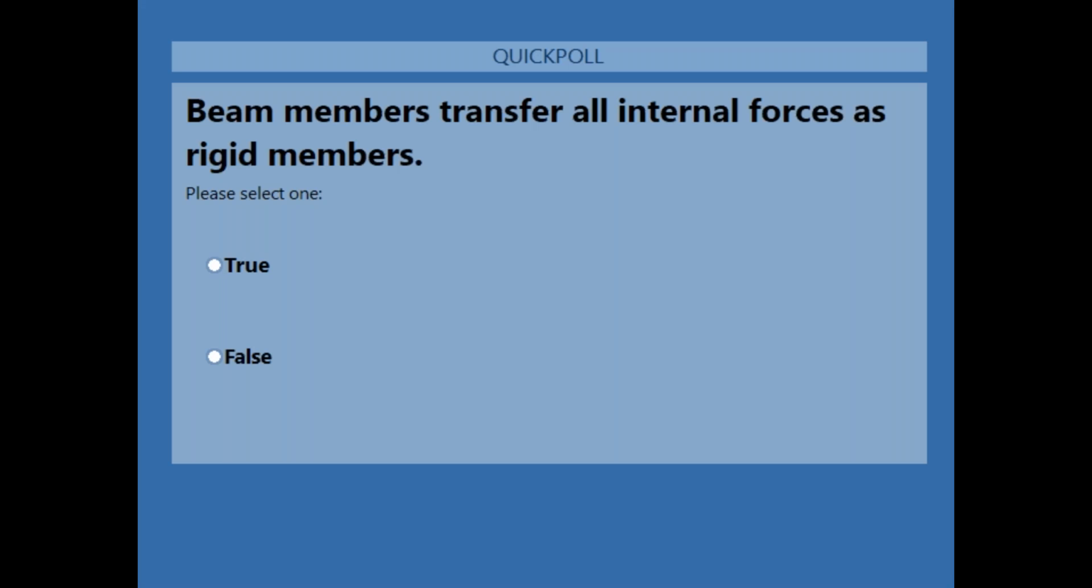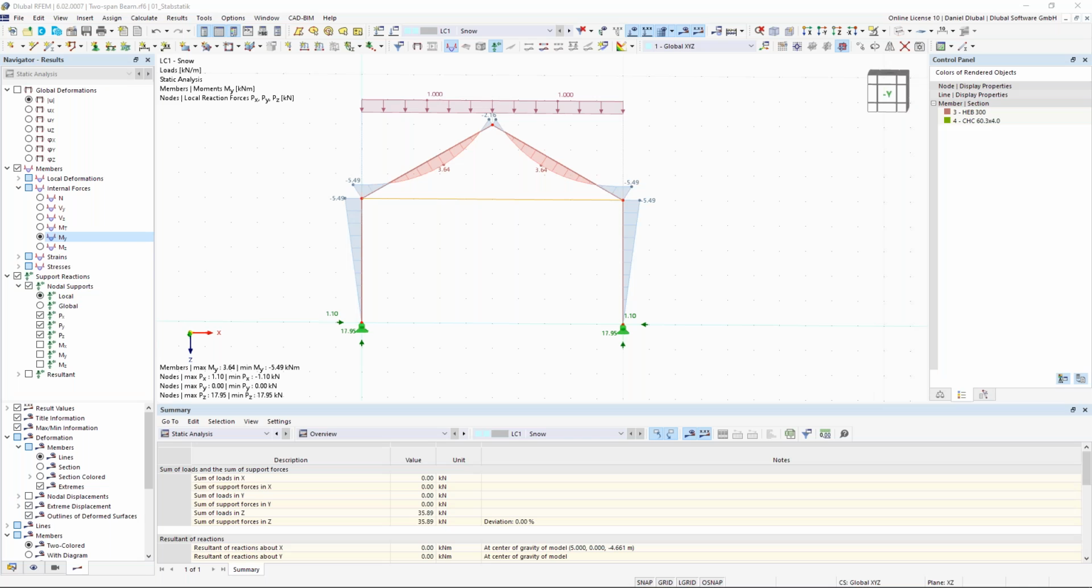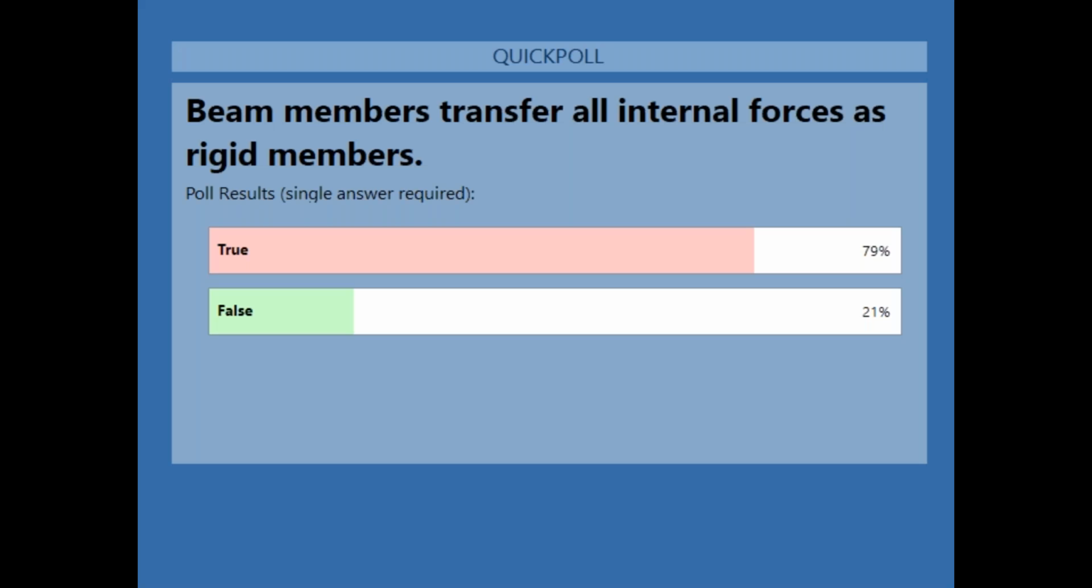Okay, good. I will close this poll and share the results. And yes, you are right. Most of you are right. Beam members transfer all internal forces because they are rigid members, and when they are connected to each other, then all internal forces are transferred.